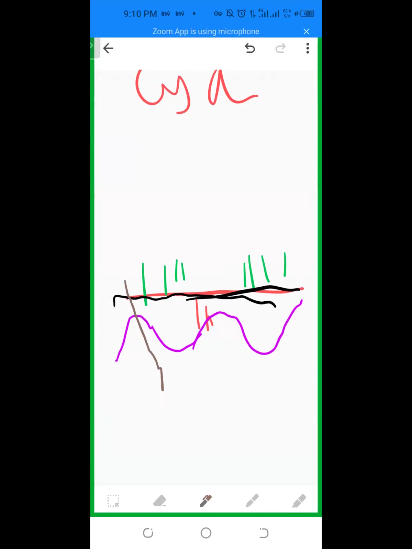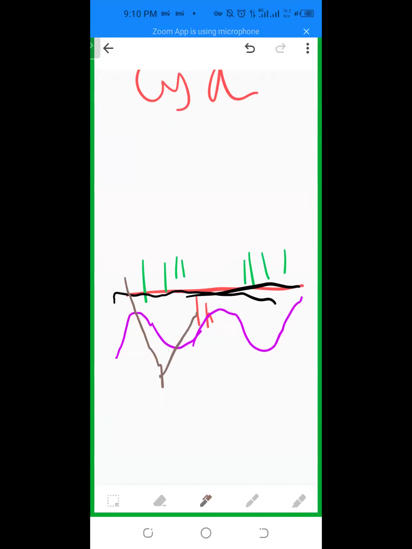When there is a golden cross, it will buy. When there's a dead cross, it won't buy. When there is a golden cross, it will buy. When there's a dead cross, it won't buy. So this is a golden cross when it crosses over. This is a dead cross when it crosses down. This is another golden cross.